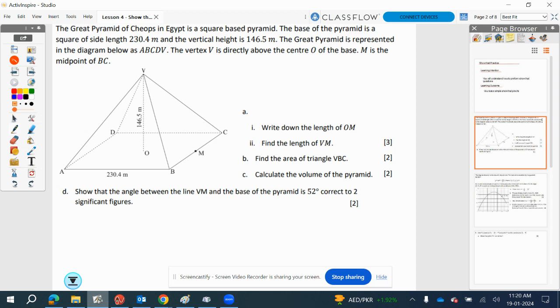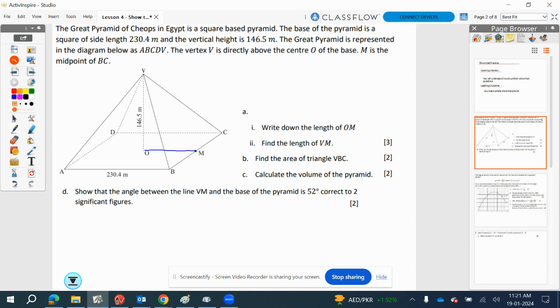Okay, so looking at this question from the test, we have the Great Pyramid in Egypt as a square base pyramid. The base of the pyramid is a square of side length 230.4 and a vertical height of 146.5. The pyramid is represented in the diagram below. The vertex is directly above the center, O, and N is the midpoint of BC. So write down the length of OM.